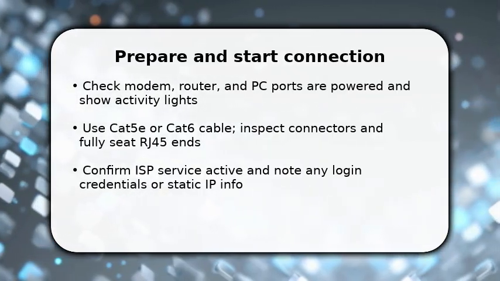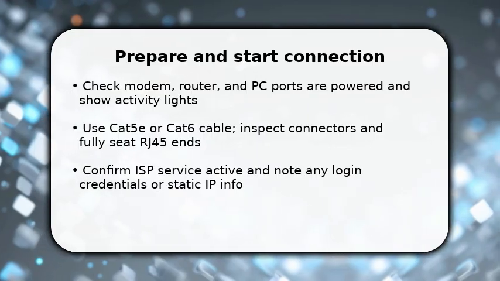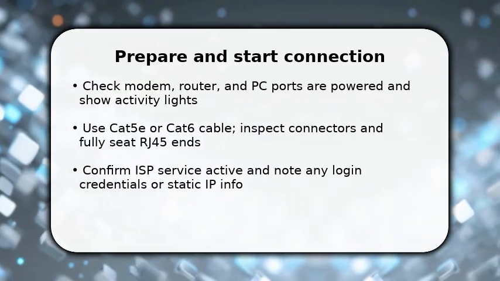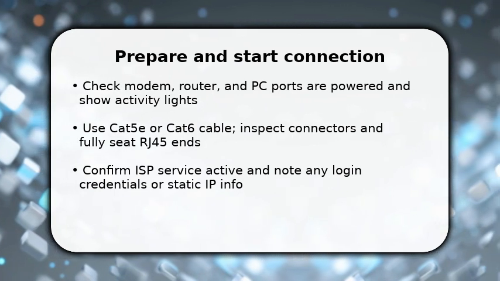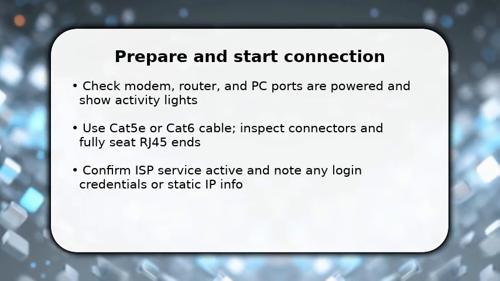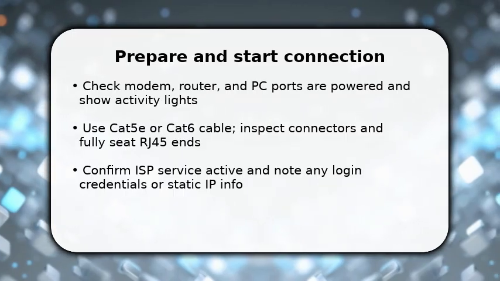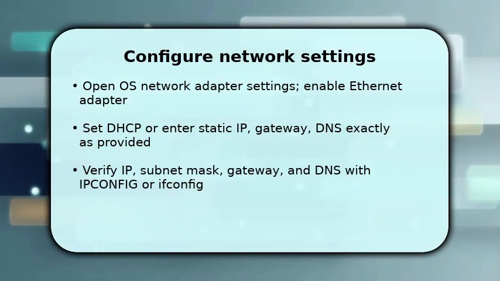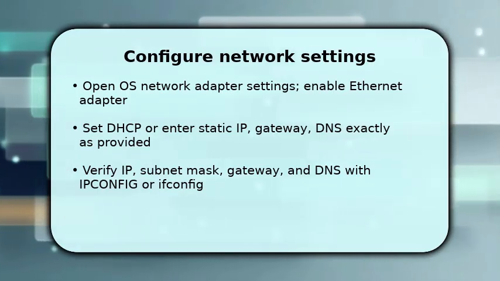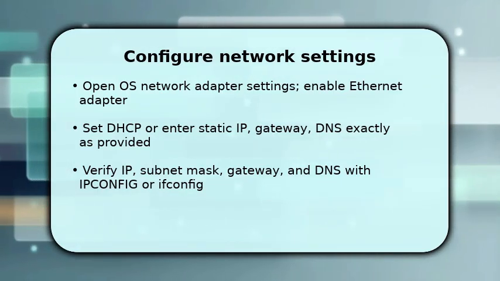If your network uses a static IP, enter that now in your network settings. If DHCP, you'll request an address automatically to proceed. You now configure the adapter so data moves correctly across the LAN. Open your operating system's network settings and enable the Ethernet interface. This exposes the configuration fields.